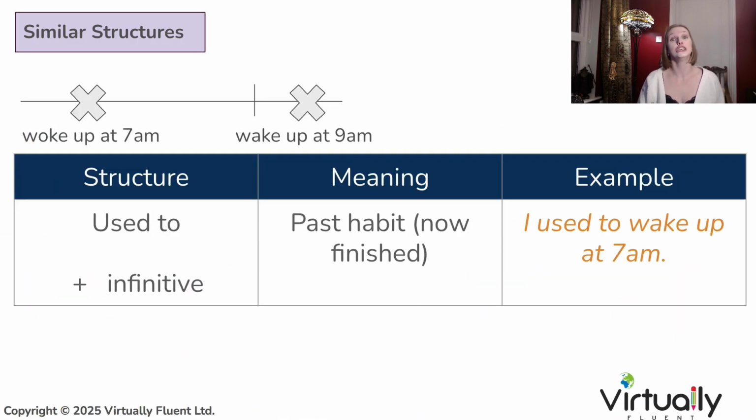The next structure is used to, so there's no be in this structure. Now this is different because this is conjugated to the subject, and it's also followed by the infinitive form of the verb. The meaning is also different. We're talking about something which was a past habit. Now this has finished. We know that we're talking about both the past and the present in the sentence because we know that now is definitely different to the past habit. For example, when I say I used to wake up at 7 a.m., I also know from this sentence that now I don't wake up at 7 a.m. Maybe I wake up at 8 or 9 a.m. instead.